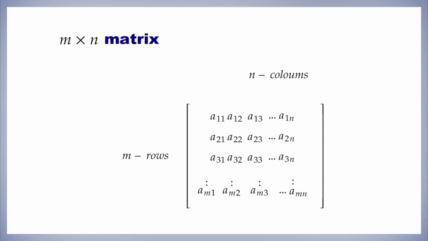Which one is a column here? Yes, you are right. A11, A21, A31 and so on to Am1 is called a column here.